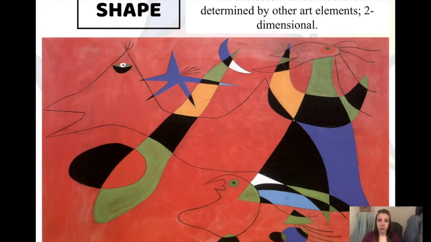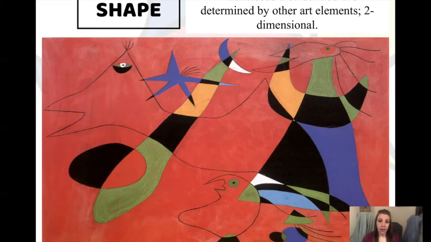So for the different shapes, and there are some geometric shapes, I see some circles, I see some kind of rough looking squares and triangles, but then I also see some shapes that don't have a name, and we call those organic shapes. Then I also see a star and a moon. So all those shapes are defined by either color, which is another art element, or line. So the ones that are outlined, those are defined by line, which is another art element.